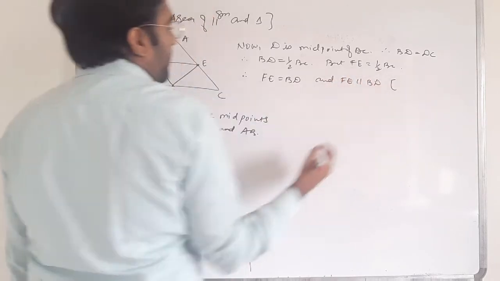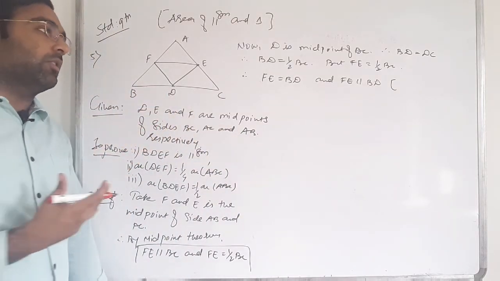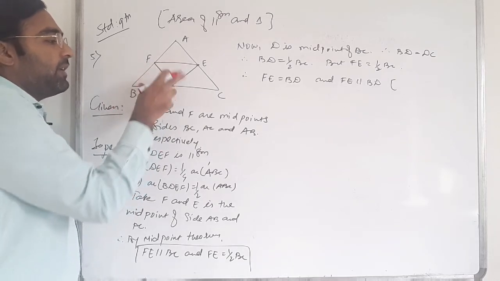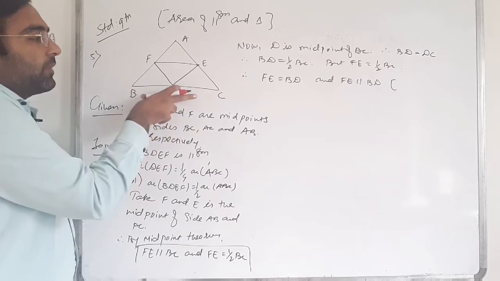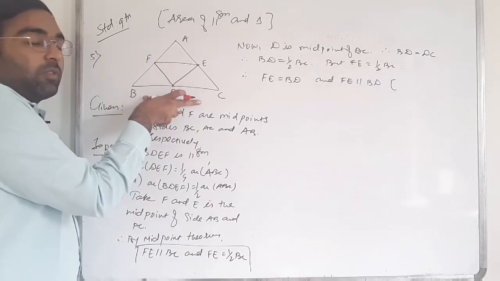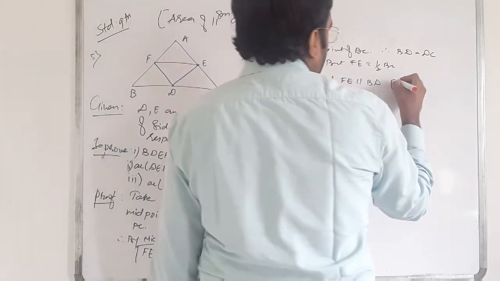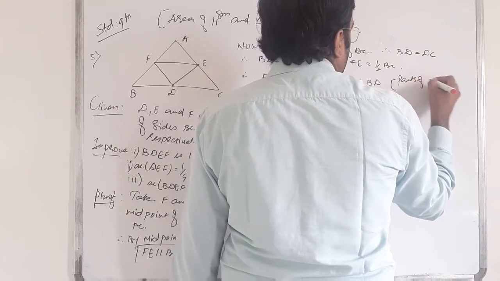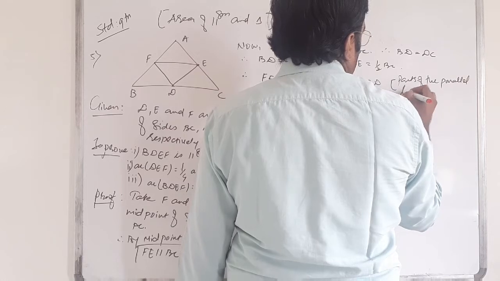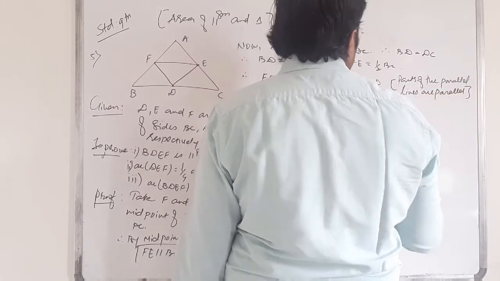Because FE is parallel to BC, and BD is a part of BC, therefore FE is also parallel to BD. Parts of parallel lines are parallel. Clear?